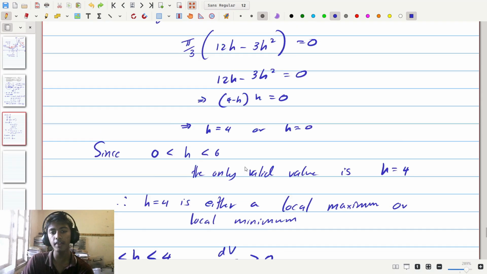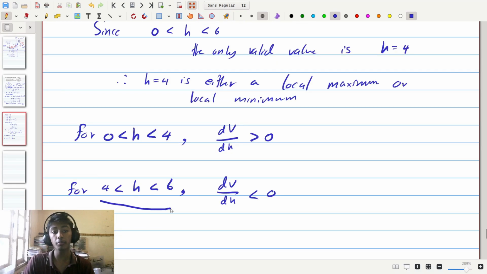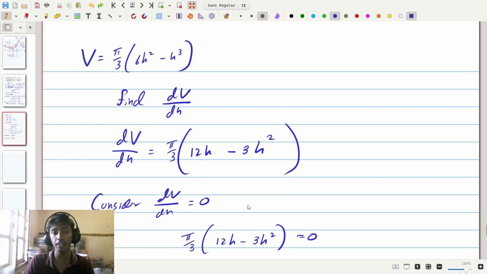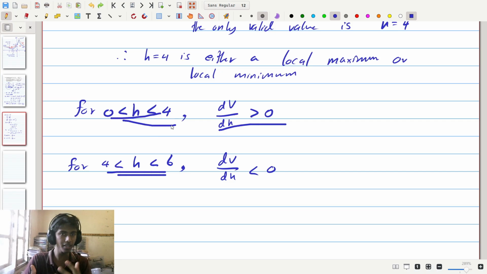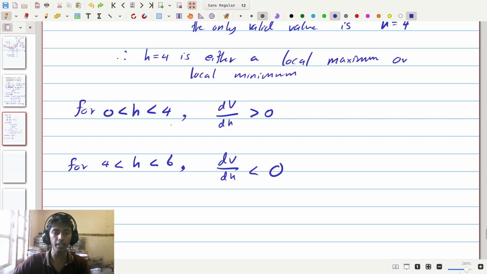Now furthermore, for the other value of h, which is greater than 4 and less than 6, if we consider, for example, 5 here, substituting 5 in, we get 12 times 5, which is going to be 60, minus 3 times 5 squared, or 3 times 25, which is going to be 75, and we can see 60 minus 75 is going to be negative 15, which is a negative value. So therefore it does work. dv by dh is negative for values of h which are in between 4 and 6, and dv by dh is positive for values of h which are in between 0 and 4.